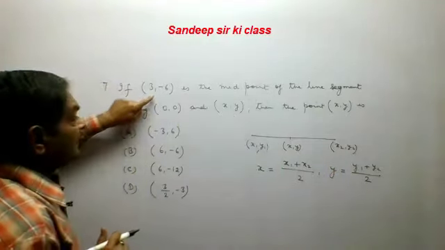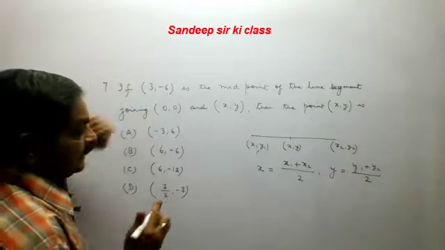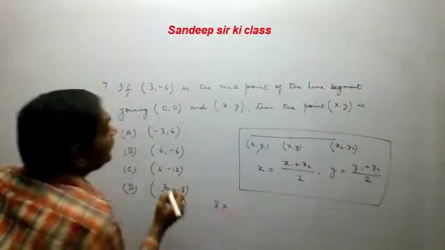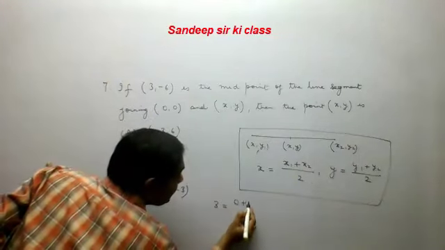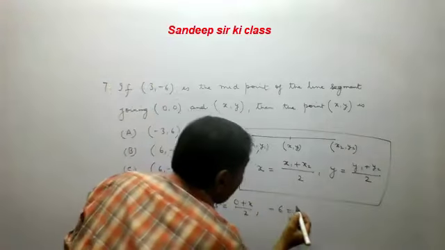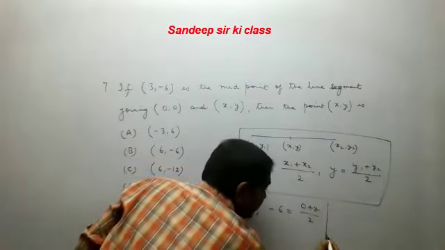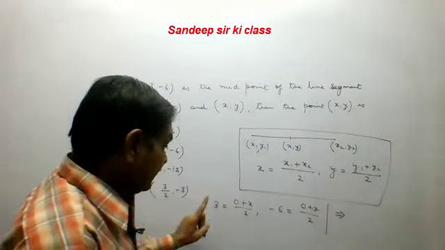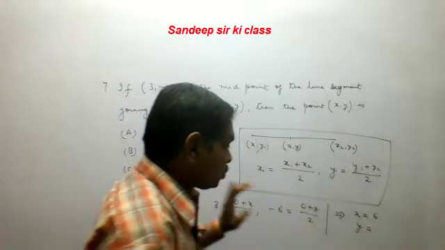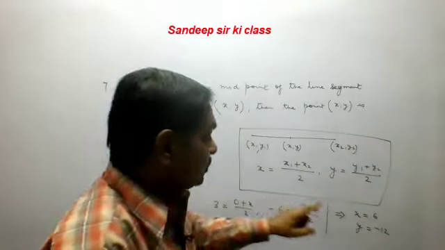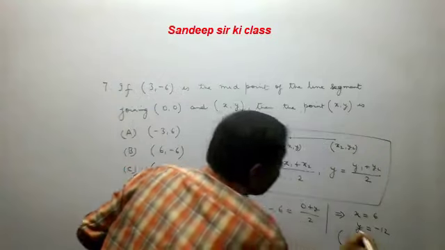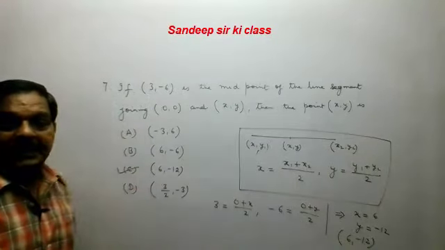Now here midpoint coordinates are given (3, minus 6). So as per this formula, we can say 3 is equal to 0 plus x upon 2 and minus 6 is equal to 0 plus y upon 2, which gives us that x is equal to 6. 3 into 2 is 6. So x is equal to 6 and y is equal to minus 12. So x and y values are 6 and minus 12. That is the coordinate (x, y) is (6, minus 12). So here option C is the correct option.